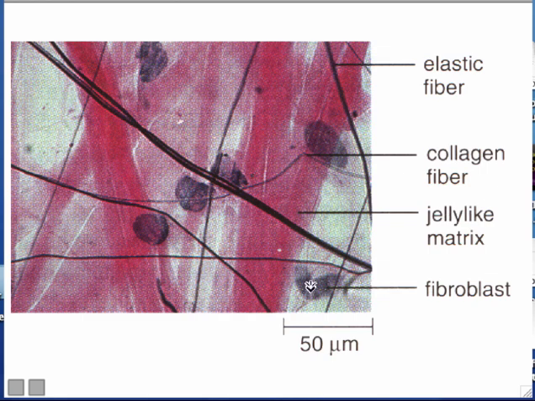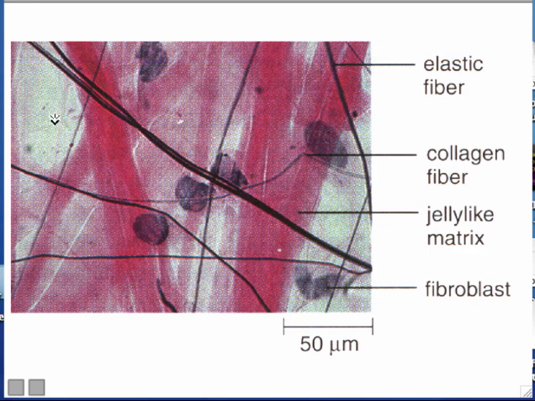And the extracellular matrix is composed of a jelly-like ground substance. The white area that they're showing here is the jelly-like ground substance. And that's why loose connective tissues have a jelly-like property to them, because of all that jelly-like ground substance that they have in their matrix.